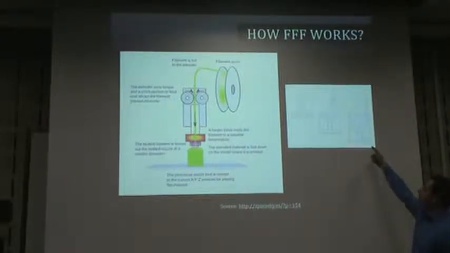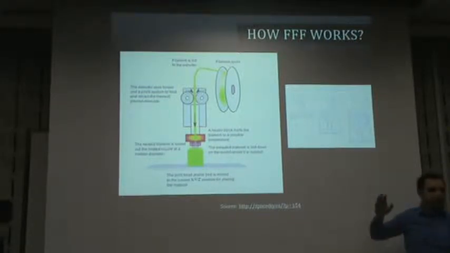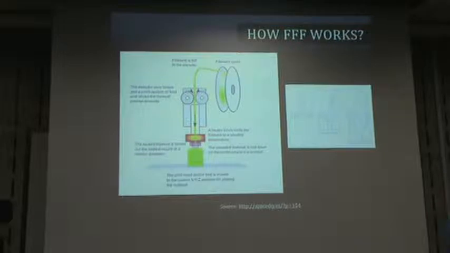So this is an example of that. Layer by layer, it's building it up. In this case, you can see there are smooth angles, so it will build up without support. But if the angles are really sharp, then you will need some support material.